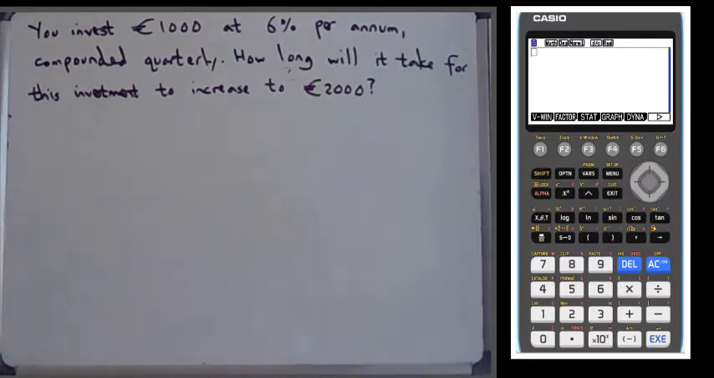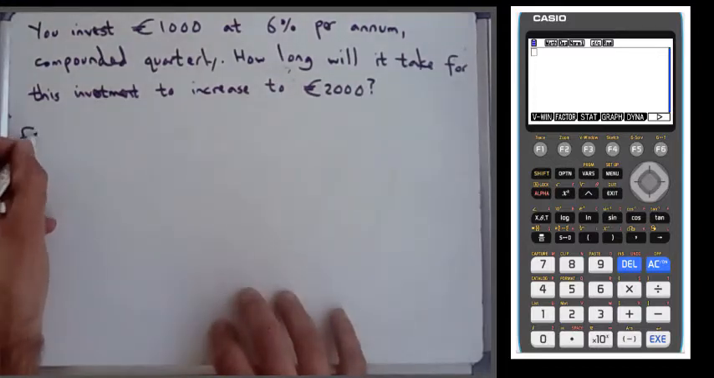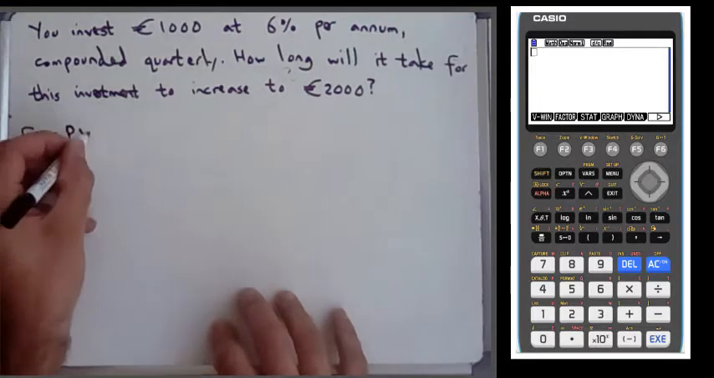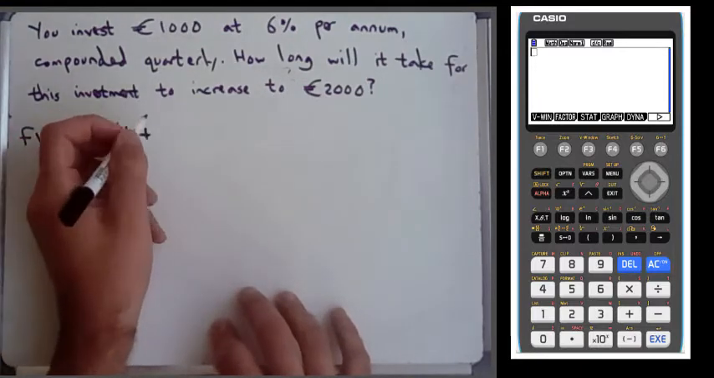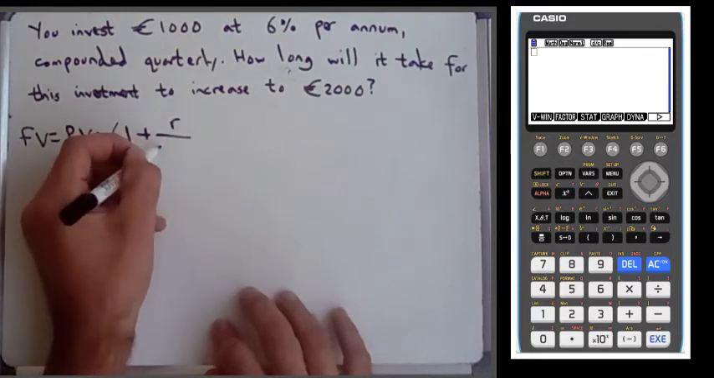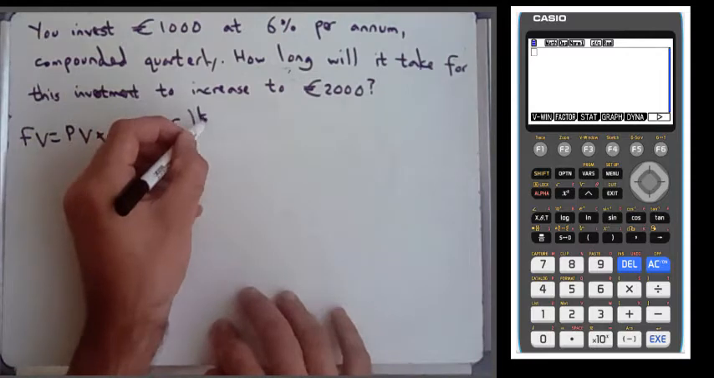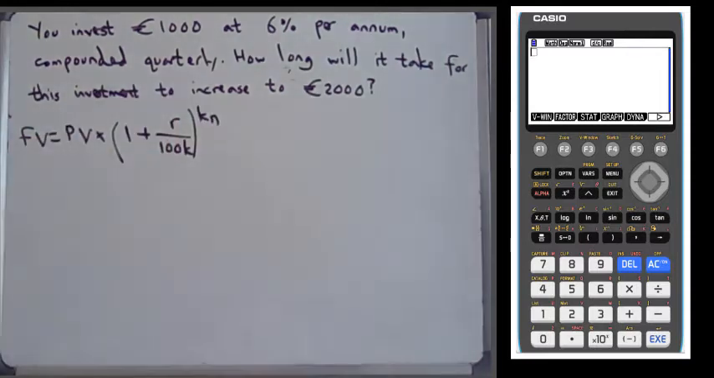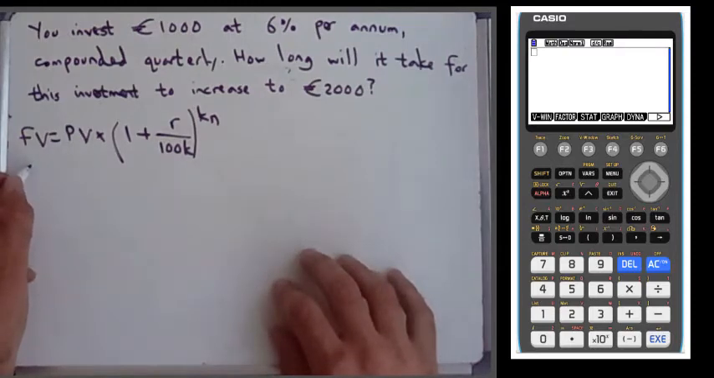So the formula book, it says FV equals PV times (1 plus R over 100k) to the power of kn. And then it defines all these things. So FV is the future value, as in how much will be in the account at the end. So FV, future value.